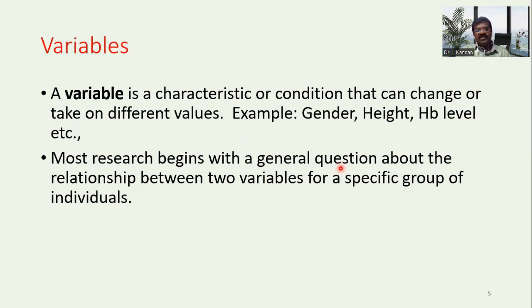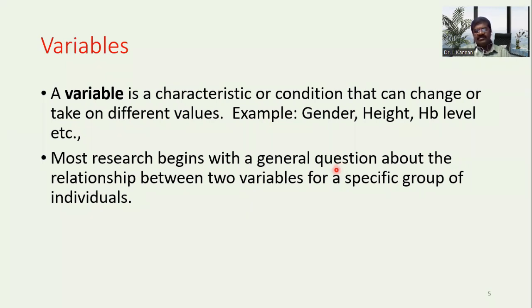So I am planning for a research study. When you plan a research study and start to develop your methodology, the first thing you should do is identify what are all the variables present in your research study. So what is a variable? A variable is some characteristic or condition that changes or takes on different values.